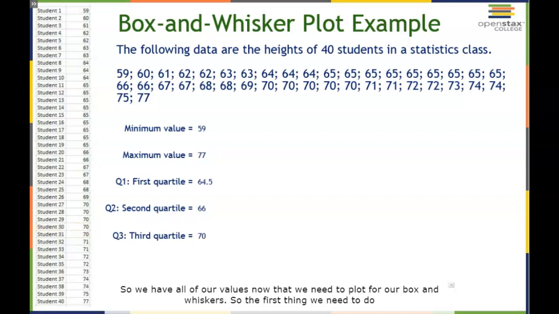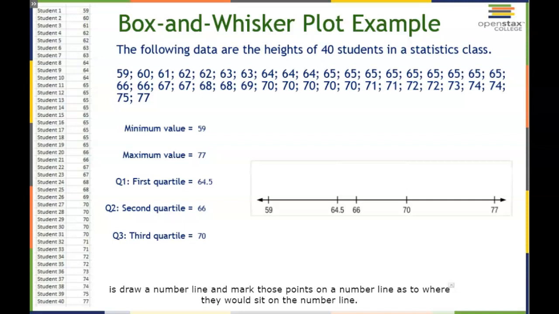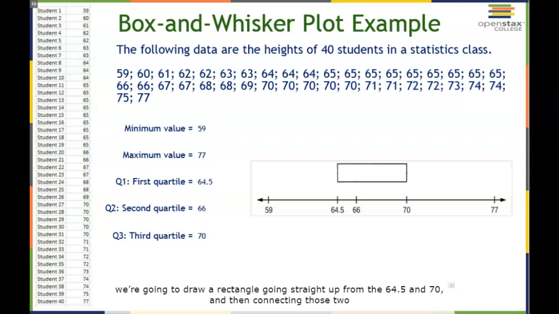So we have all of our values now that we need to plot for our box and whiskers. The first thing we need to do is draw a number line and mark those points on the number line as to where they would sit. Once we have our number line plotted, from the first quartile to the third quartile, in this case 64.5 to 70, we're going to draw a rectangle, going straight up from the 64.5 and the 70, and then connecting those two lines in between to create a rectangle.